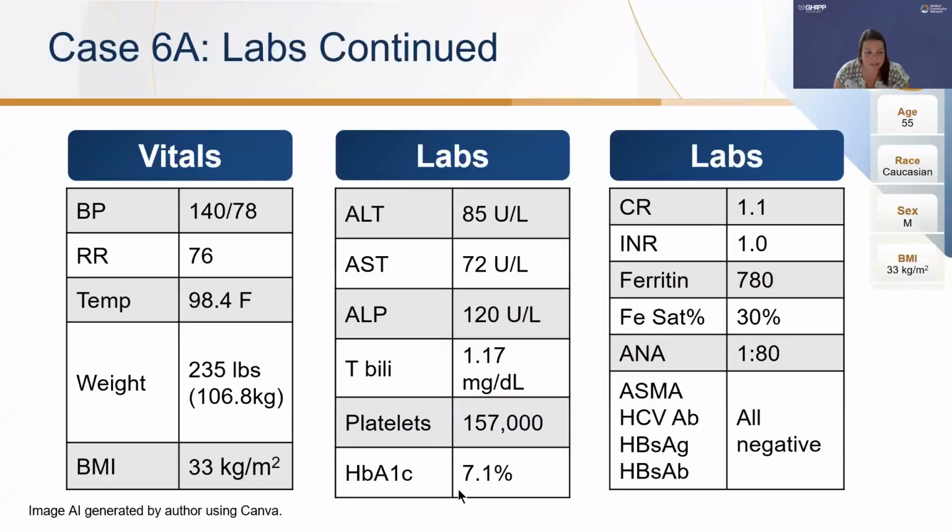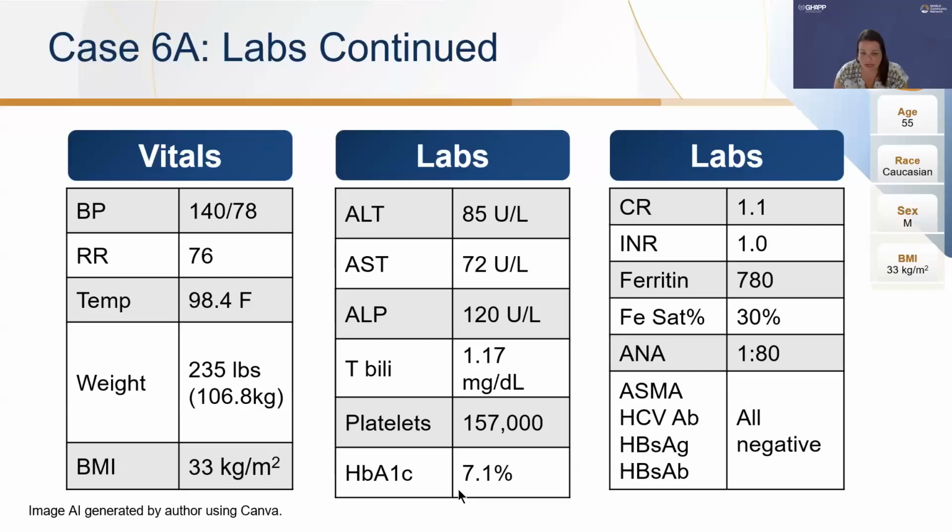And here are his labs and vital signs. So his vitals, I see a lot of cirrhotic patients in the hospital that have typically low blood pressures. So to me, his blood pressure does not look bad, but it is technically elevated, and he does have that hypertension diagnosis. Not febrile, his weight is 235, going along with that BMI of 33.